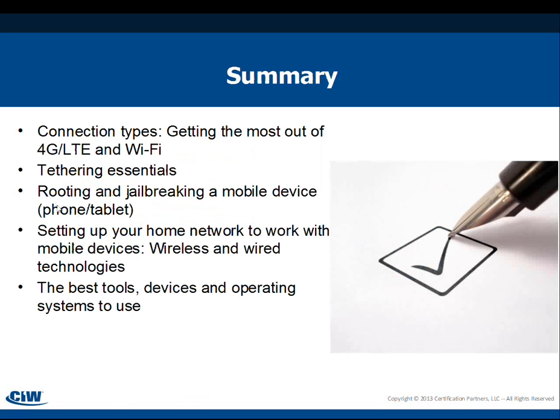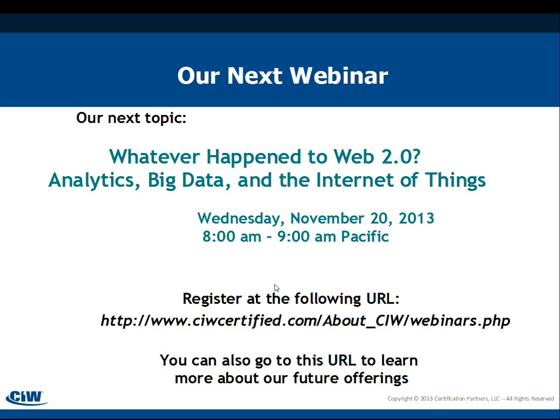Well, we're starting to run out of time, so I want to go ahead and close the webinar. Thank you very much, folks. We've talked about connection types, tethering essentials, rooting and jailbreaking a phone, how to secure your phone, and setting up your home network. Our next webinar is whatever happened to Web 2.0, that term. Analytics, big data, and the Internet of Things. What a term, the Internet of Things. We're going to be talking about that just before Thanksgiving here in the United States, November 20th from 8 to 9 Pacific. You can register at CIWcertified.com.